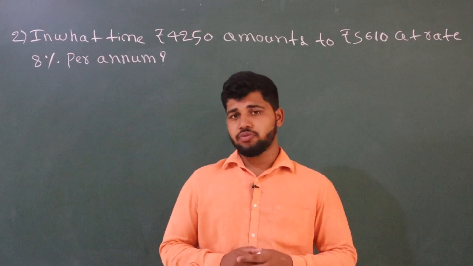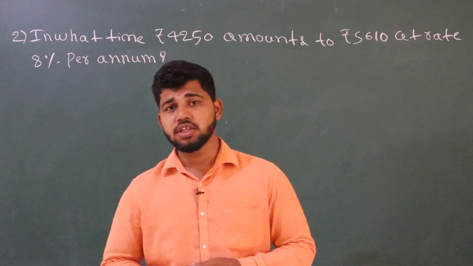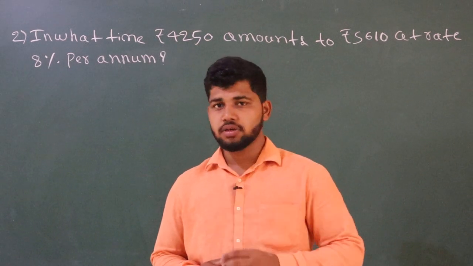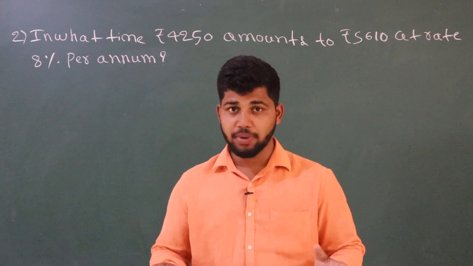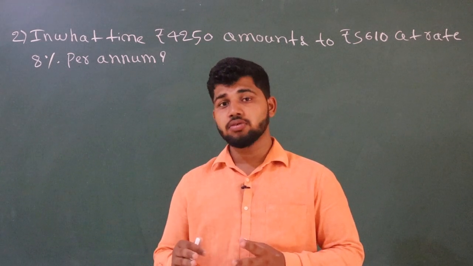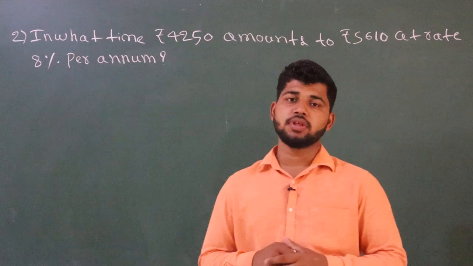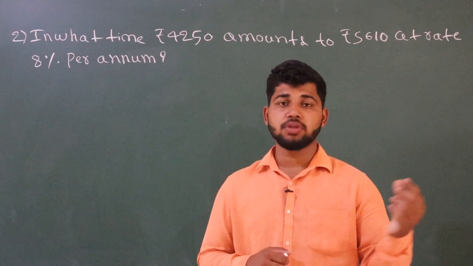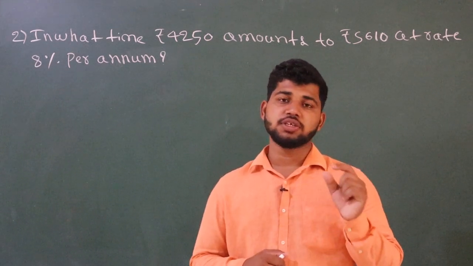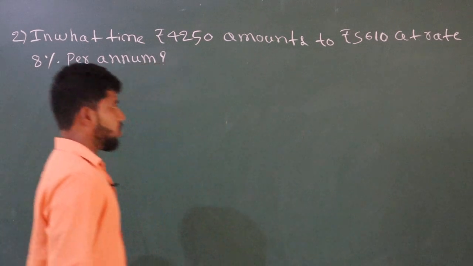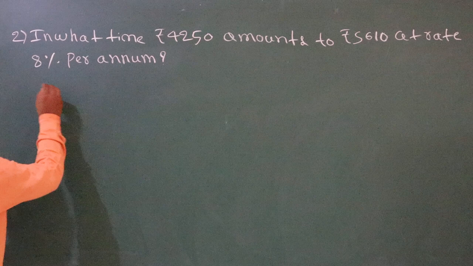Now we already know the formula for time. What is the formula for the time? Time is equal to simple interest into 100 divided by rate of interest into principal. This is the formula of time when they give the simple interest, rate of interest and principal. Now let us begin with the solution.